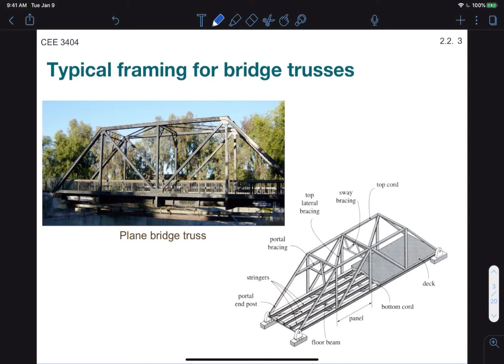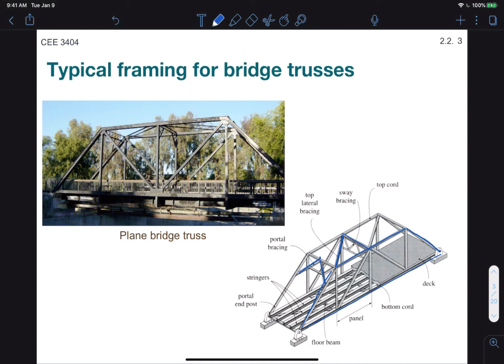First, let's look at bridge trusses. Now, bridge trusses are composed of two parallel plane trusses, which are the ones on either side. So here I've outlined the right plane truss, and these are held together by bracing. And you can see there's quite a few types of bracing, like sway bracing, lateral top bracing, and portal bracing on the outside. But we won't worry too much about bracing. We'll study really the trusses.